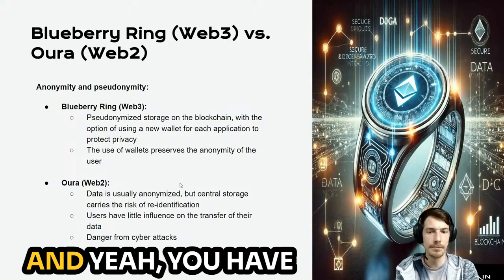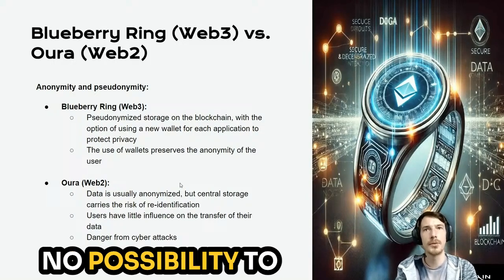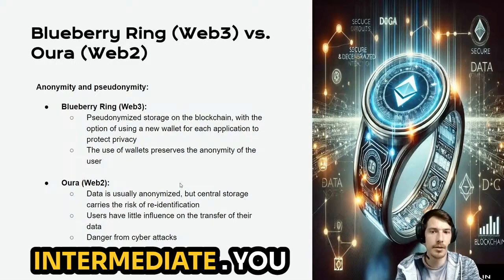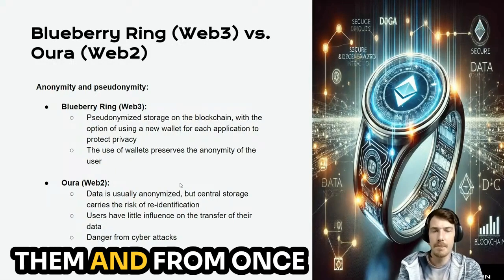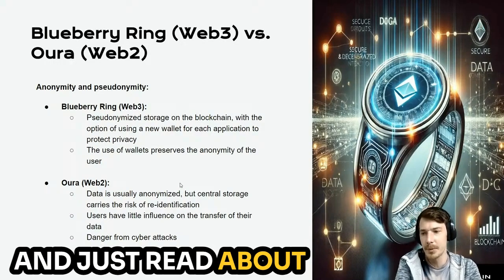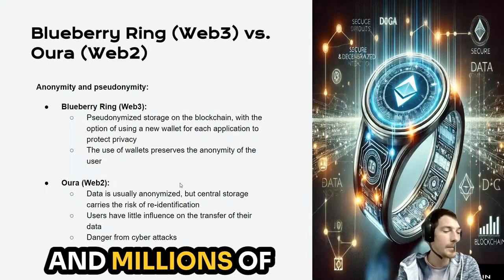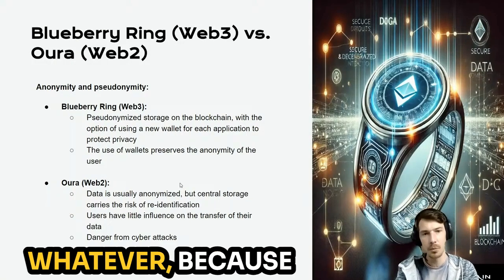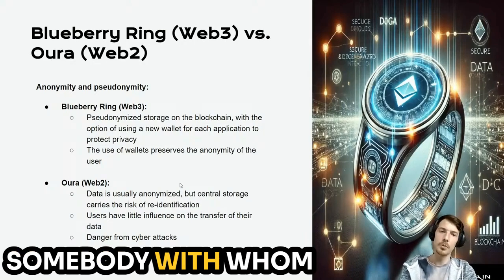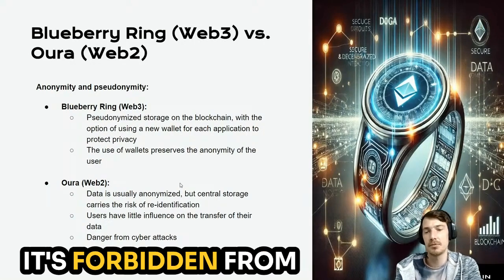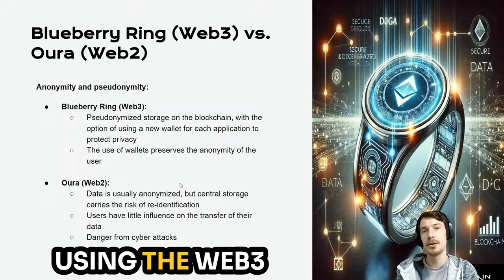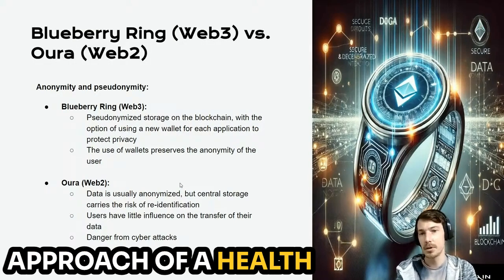data is gone. And yeah, you have no control and no possibility to really check if you can trust these intermediates. You only can believe them, and once in a while can look into the newspaper and just read about the company which has to pay millions and millions of dollars or euros or whatever because they didn't anonymize the data, or they shared the data with somebody they shouldn't share the data with because it's forbidden by law. And yeah, you can solve all these problems just by using the Web3 approach of a health ring, for example.